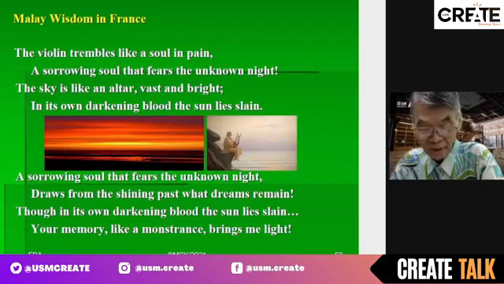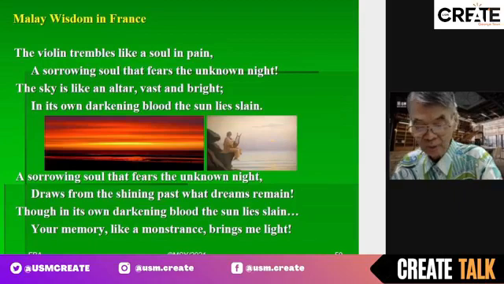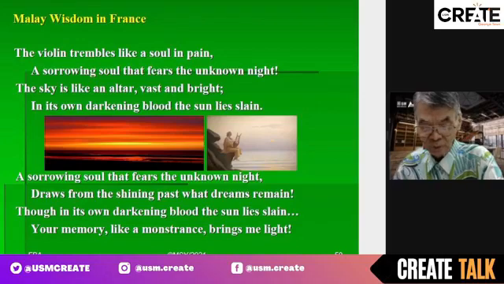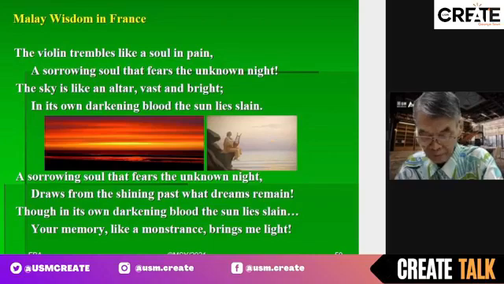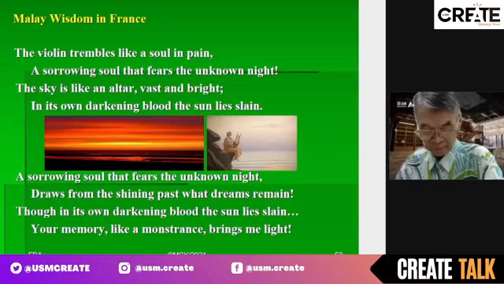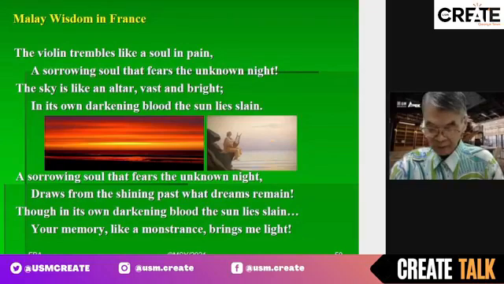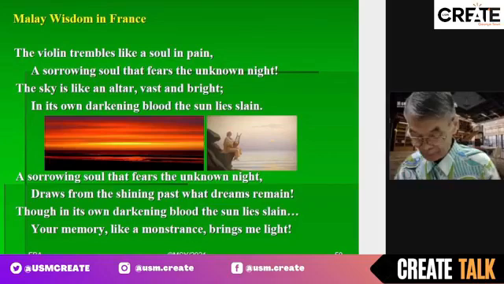The violin trembles like a soul in pain, a sorrowing soul that fears the unknown night. The sky is like an altar, vast and bright. In its own darkening blood, the sun lies slain. Going so years the unknown, from the shining past, what dreams remain? Though in its own darkening blood the sun lies slain, your memory, like a monstrance, bring me light.